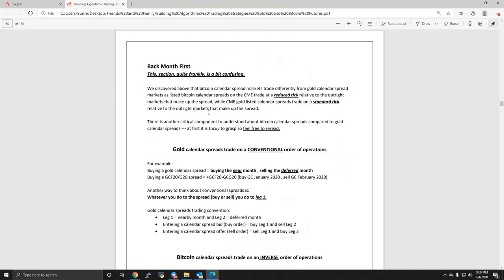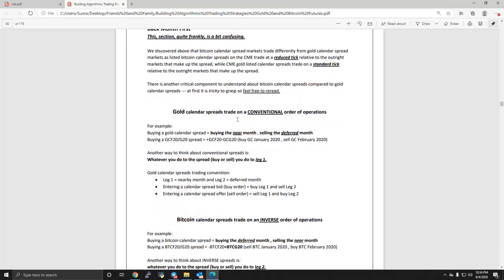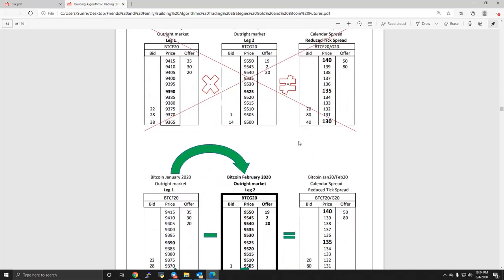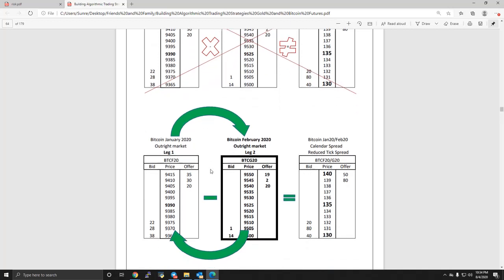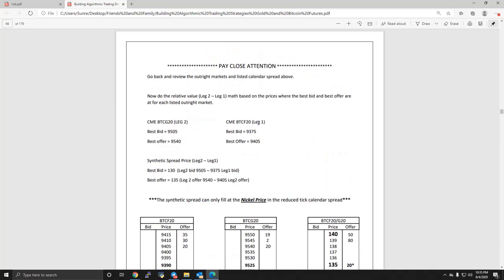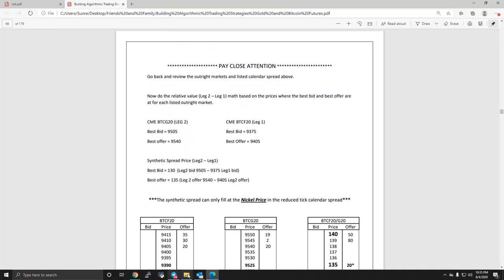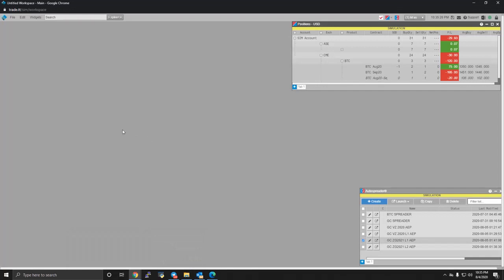And I think I do discuss that in the book on page 60 and then on page 61. And I also get into it a bit, obviously here on page 64, on how to grasp this. So right now we're going to transition over to the TT simulator and go through the reduced tick spread, what that means, and also the inverse order of operations for pricing a calendar spread, leg 2 minus leg 1, as opposed to conventional pricing, leg 1 minus leg 2. And I think the last page I just want to bring to everyone's attention is page 66 for understanding nickel pricing and the reduced tick calendar spread pricing. But we're going to dive into it here on the simulator. So I'm going to pull up right now.